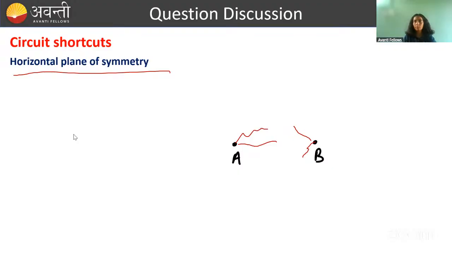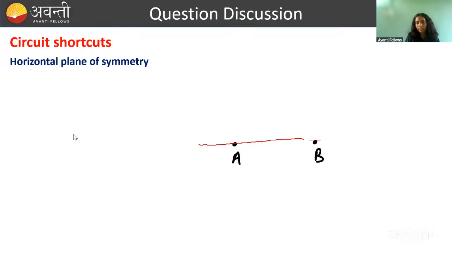So now we are going to learn about the horizontal plane of symmetry. What is the meaning of horizontal plane of symmetry? Suppose you are given a complex circuit diagram and you have to calculate R equivalent across A and B. The horizontal line that we draw connecting A and B can be called the horizontal plane of symmetry if the circuit is symmetrical around this line. I will give you examples.